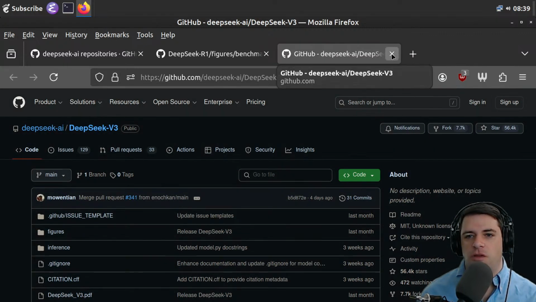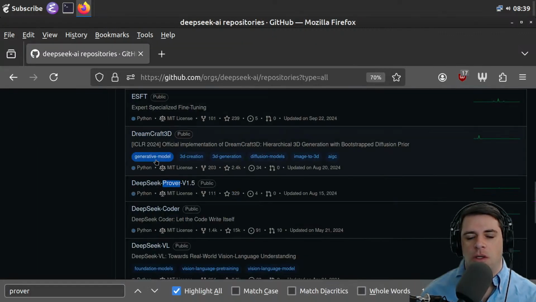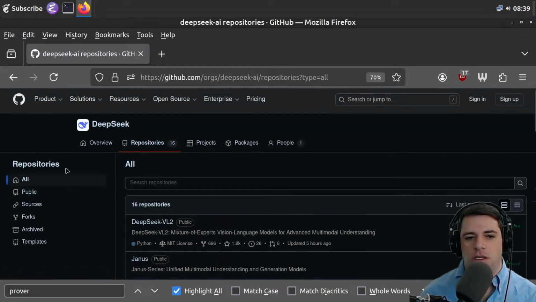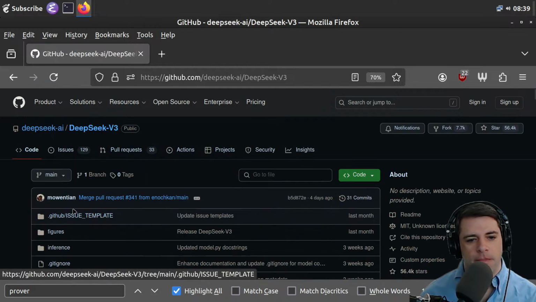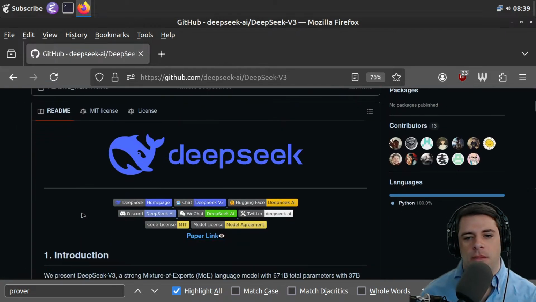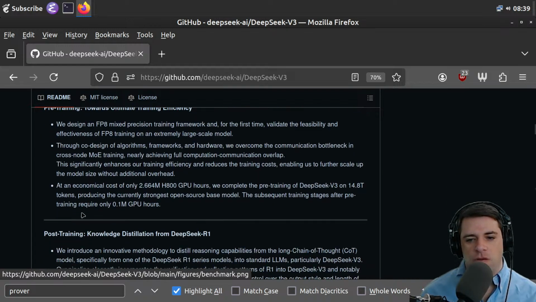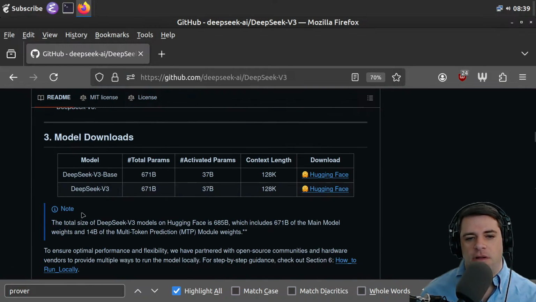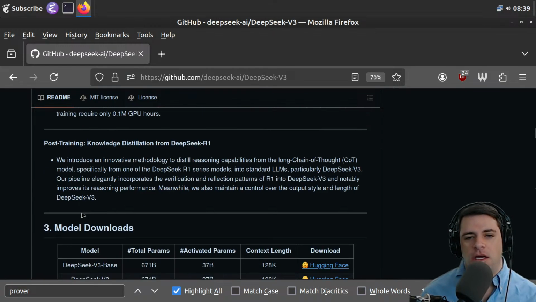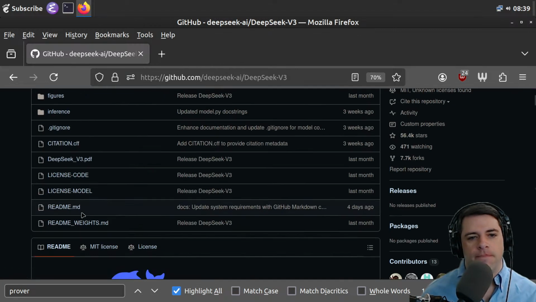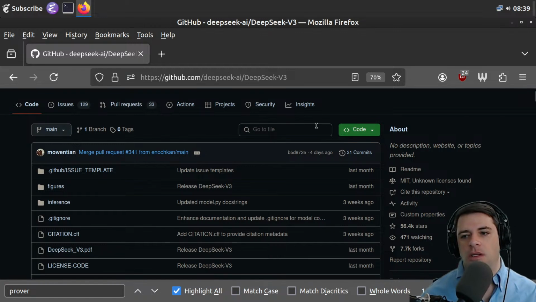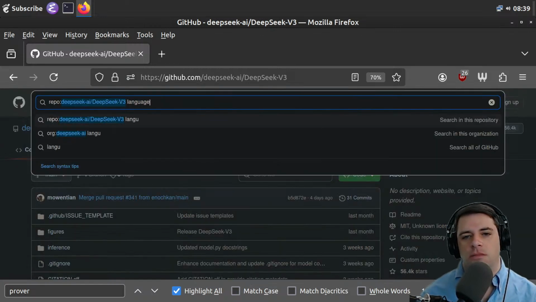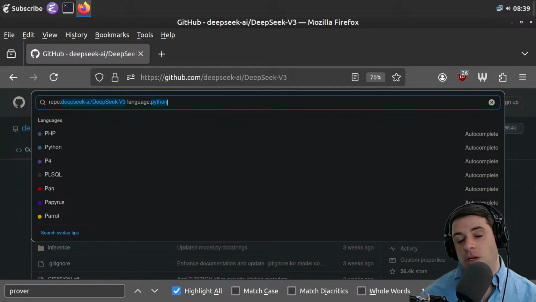I think when I looked before, there was legitimate code. And maybe it's in the Deepseek V3 repo. No. Okay, so we have the papers. We don't necessarily have the inference model, although I could have sworn that we did. So let's try looking here for language Python.